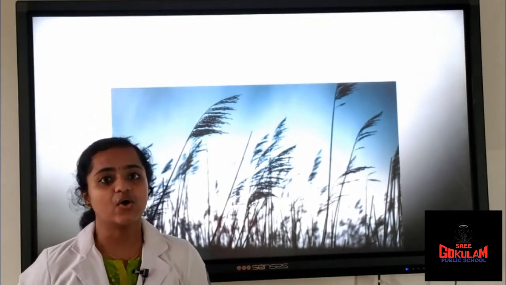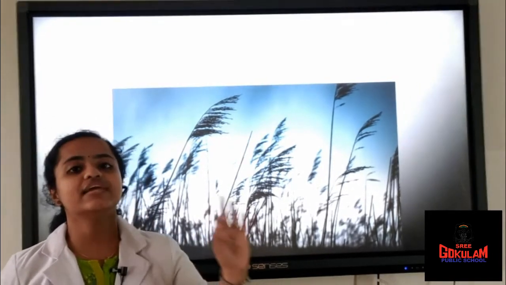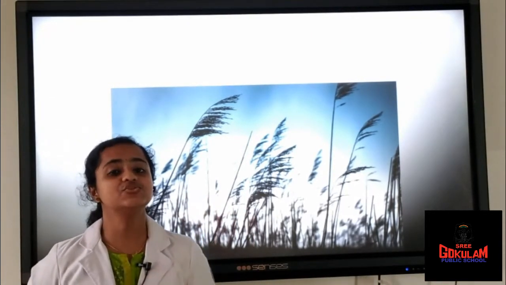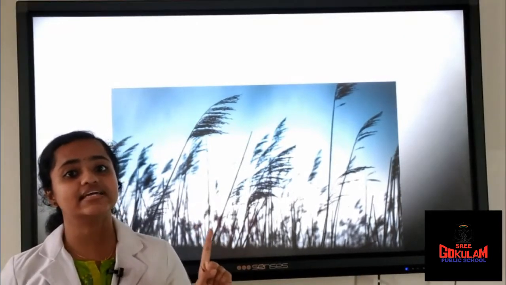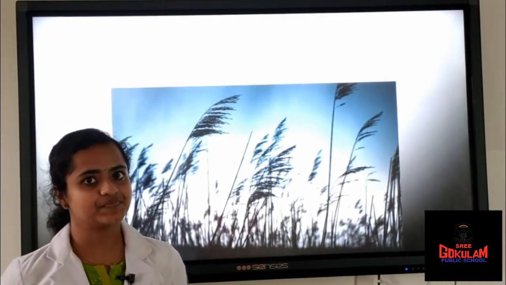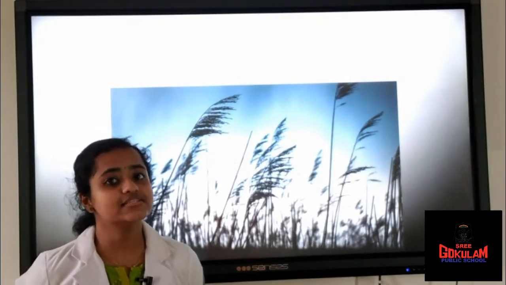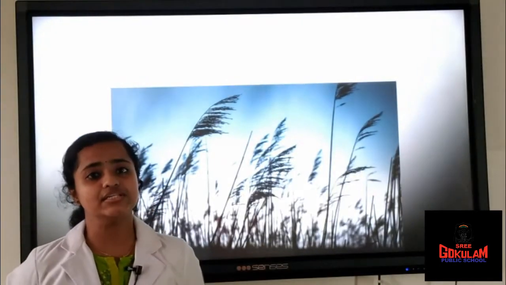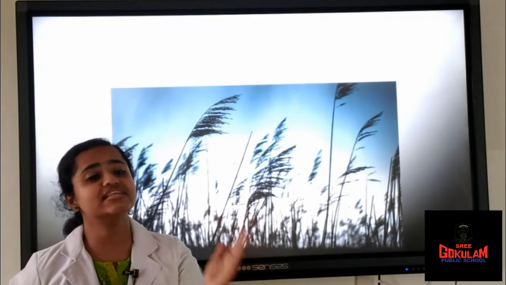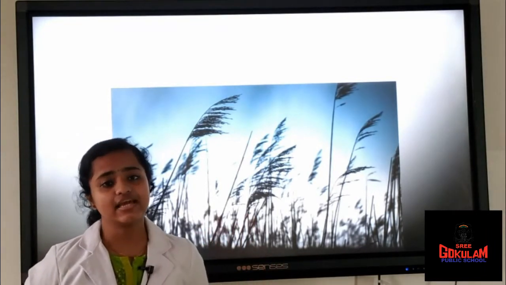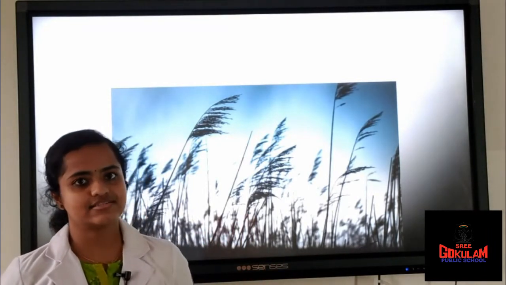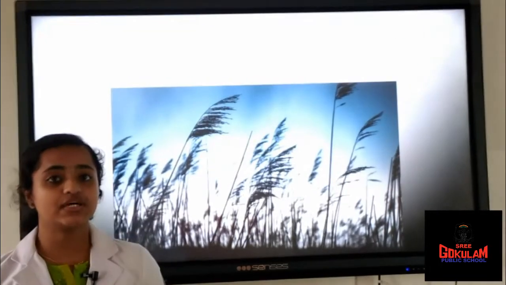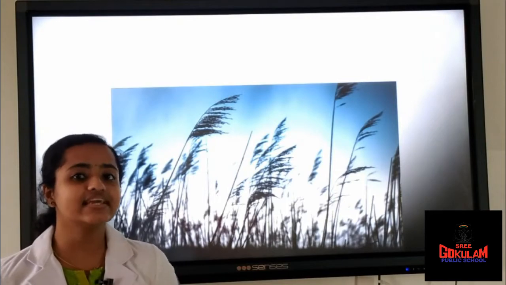Now we have to study three types of wind. The first wind that we are going to study is breeze. Do you know what a breeze is? The wind that moves very gently is called a breeze. Now we are going to learn a different type, the second type of wind.